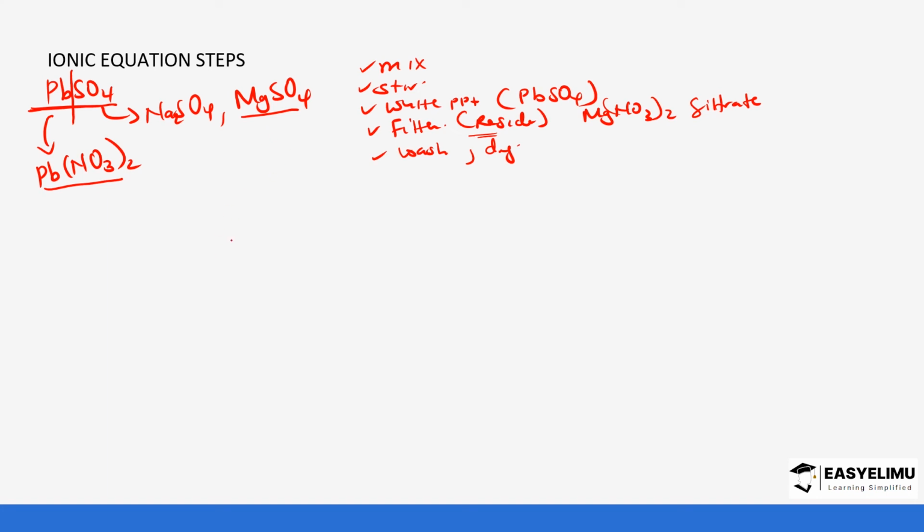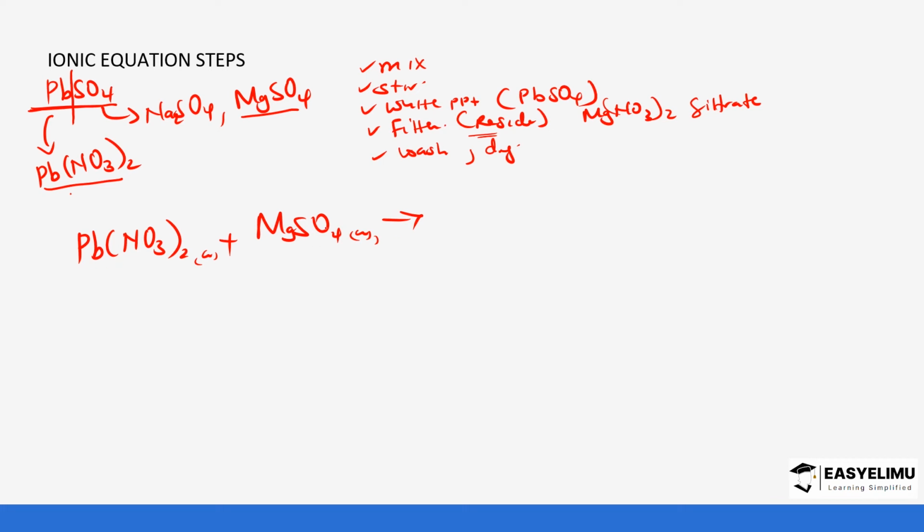The first thing that you'll do, you're going to write the complete equation, how it's supposed to look. So we said we are going to pick two soluble salts. We have already picked one of them: lead nitrate, which is aqueous, soluble, plus magnesium sulfate, also aqueous and soluble. So there is an interchange of the anions.